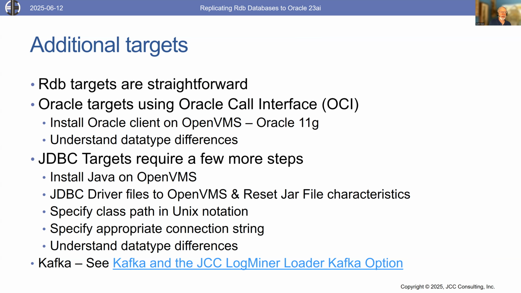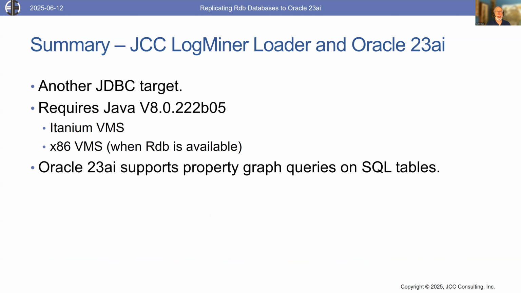We also support a number of other things, including Kafka. I've got a link to a talk we did a while back on Kafka and publishing committed data to Kafka. So, replicating data: Oracle 23 AI is just another JDBC target. So if you've set up replications, it's not particularly hard. One of the reasons for the details in presentations like this is so I have something to copy the next time I need to do it.